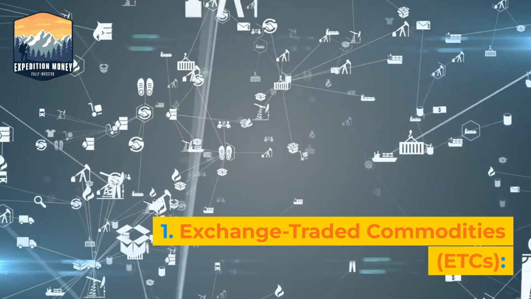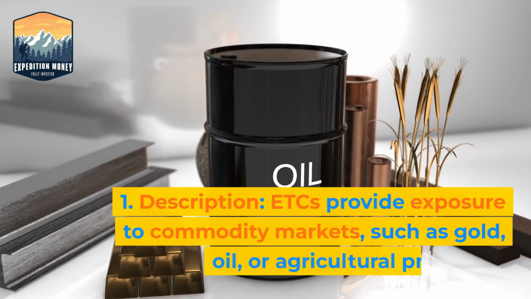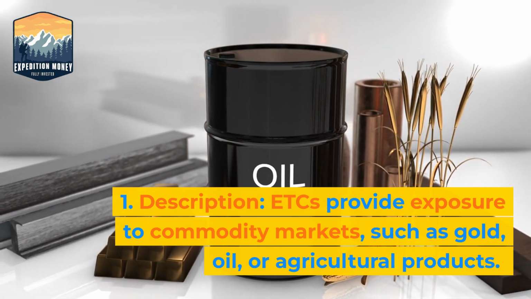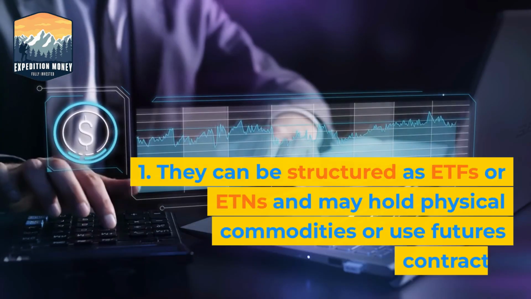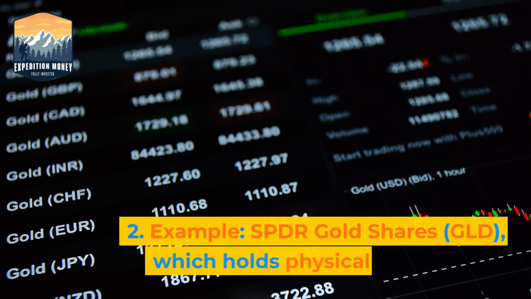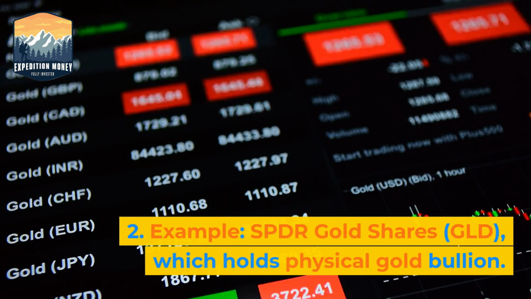3. Exchange-traded commodities. Description: ETCs provide exposure to commodity markets, such as gold, oil, or agricultural products. They can be structured as ETFs or ETNs and may hold physical commodities or use futures contracts. Example: SPDR Gold Shares, which holds physical gold bullion.